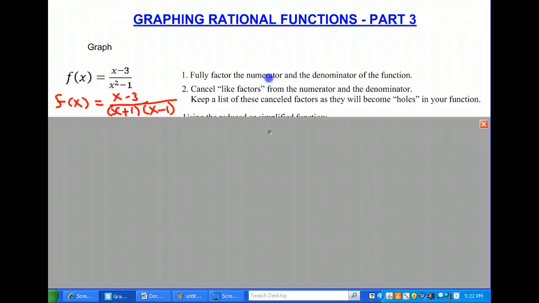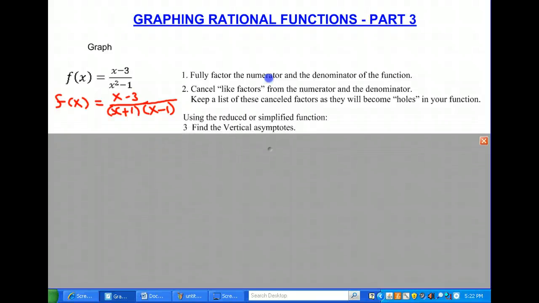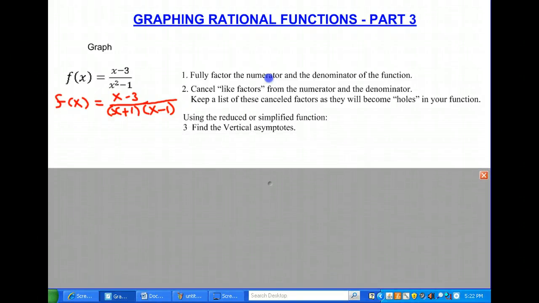And step 2 is to cancel like factors from the numerator and denominator. If there were any to cancel, these factors would become the holes in our function, but there are no common factors, so that makes it easier. So our next step is, using the reduced or simplified function, find the vertical asymptotes. And if you remember, the vertical asymptotes are simply the values where the denominator becomes 0.